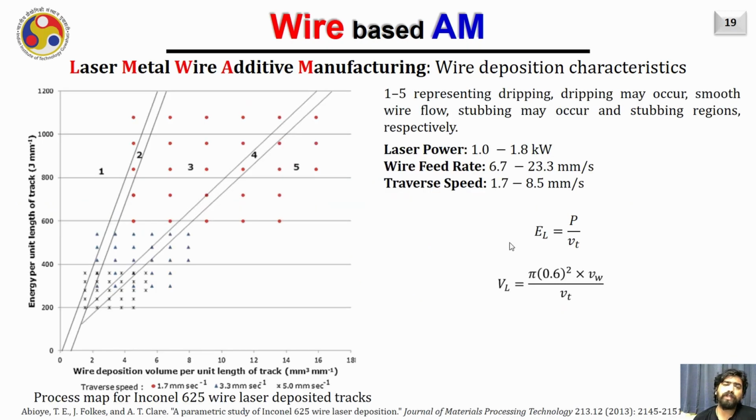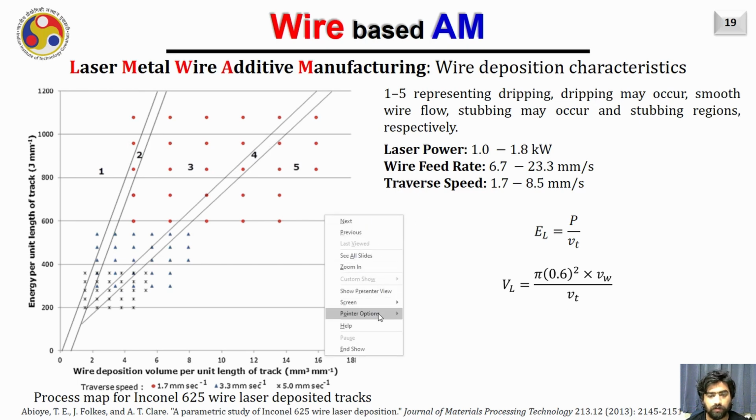So whenever you are going to deal with a new material, the task is to first make the process map of that particular material. This is a typical process map for Inconel 625 wire of diameter 1.2. Here you can see that the results obtained corresponding to the different values of the parameters which decide the energy available per unit length of the track and the volume deposited per unit length of the track, EL and VL, are plotted together.